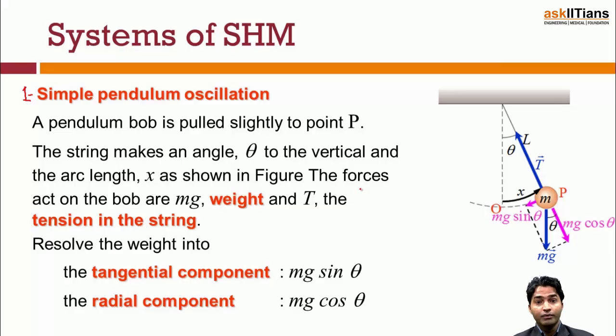Now we draw the free body diagram, or the forces that bring the system towards the mean position. mg acts vertically downward. mg cos theta is the radial component, and mg sin theta is the restoring force, the tangential component. T is the force in the string, which is a constant force.